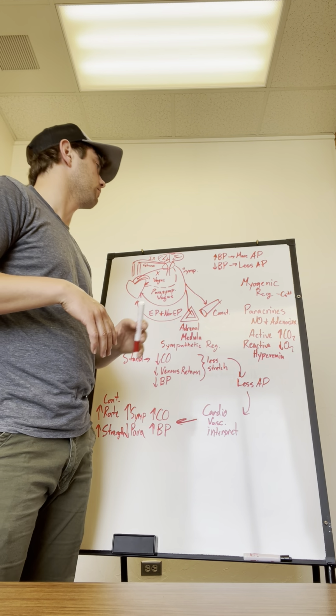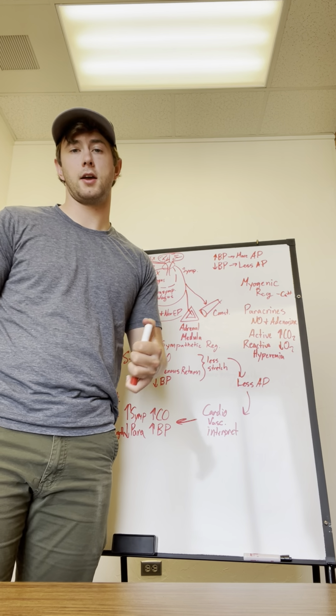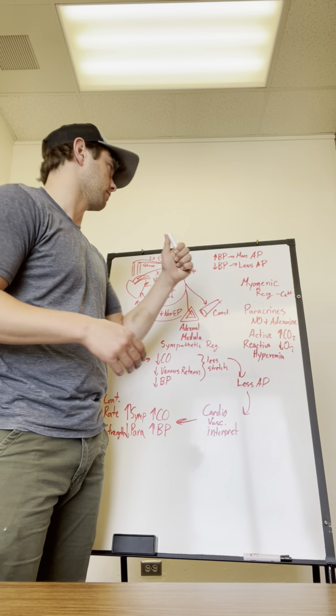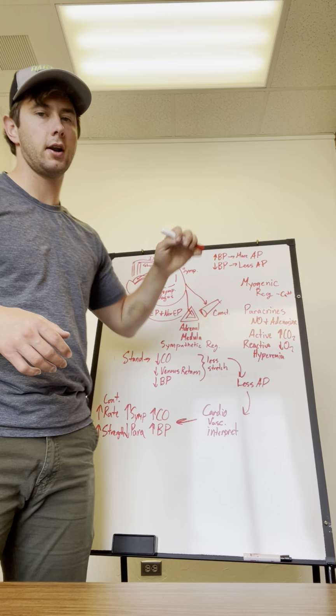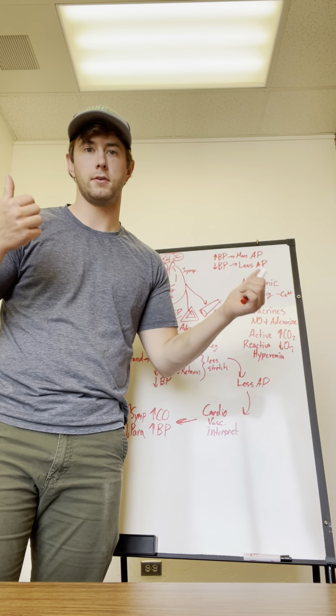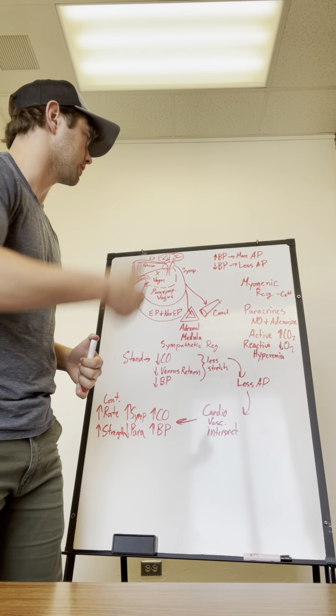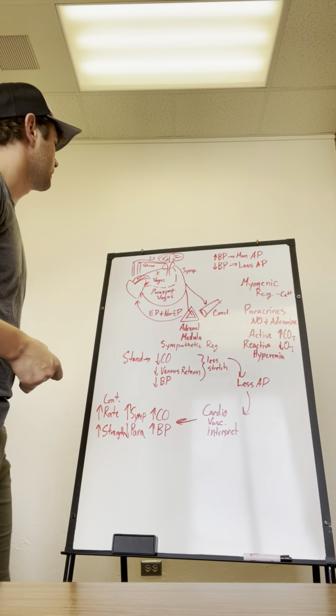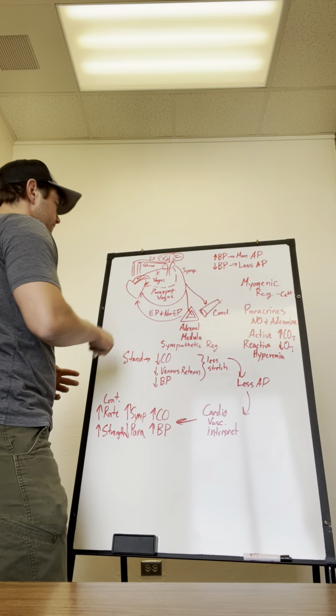And if you have low blood pressure, you're going to have fewer action potentials. Your interpreting or integrating centers are going to accommodate for that and vasoconstrict as well as other things to get your blood pressure back up. So let's go through the whole cycle.